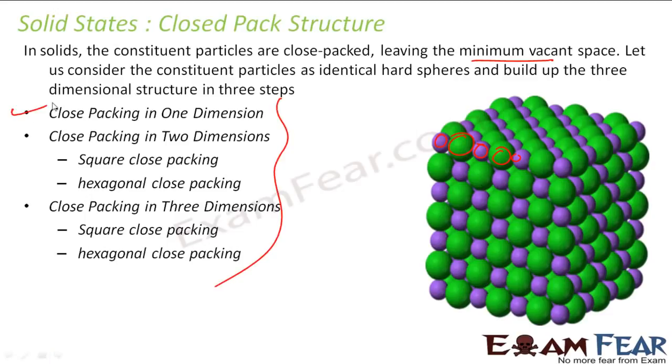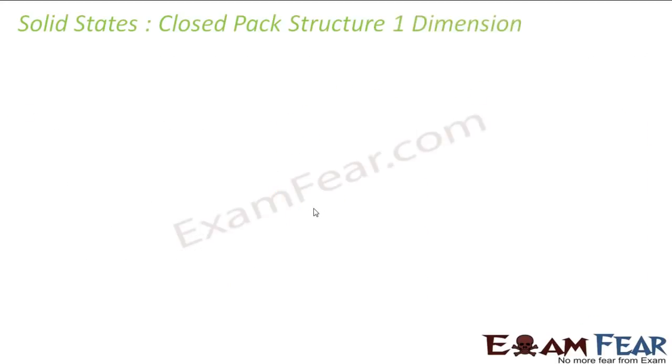We'll first pack in 1 dimension. We have this atom, because we are assuming that this closed packed structure is made of spherical hard spheres, right? Spherical objects, or they are hard spheres. They are identical hard spheres. So let's take identical hard spheres and let's try to build closed packed structure. So first we'll create the 1 dimensional, then 2 dimensional, then 3 dimensional. Correct? So let's try the 1 dimensional thing.